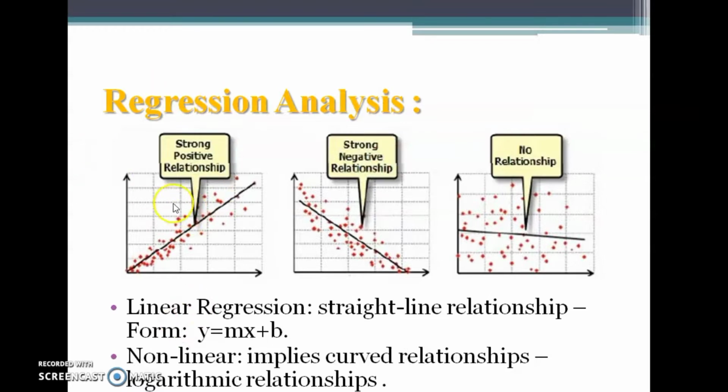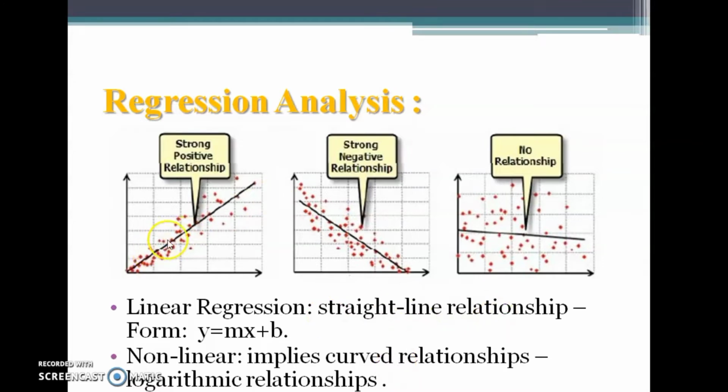So how is the analysis done? As I told you, linear and non-linear. In the linear relationship there will be a straight line, and the line will be in the form of y is equal to mx plus b. Here y is the dependent variable, m is the weight, x is the independent variable, and b is the error associated with it. Non-linear implies a curved relationship, that is, it will not be a straight line.